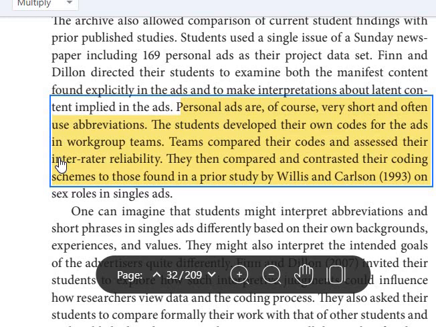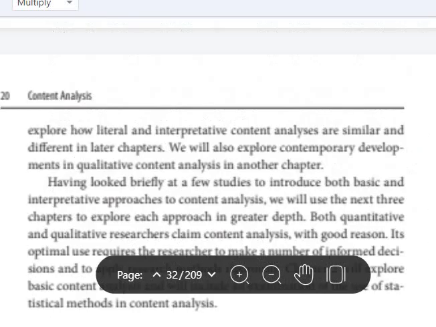Okay, here more explanation on some examples. You can read it, enjoy reading it.